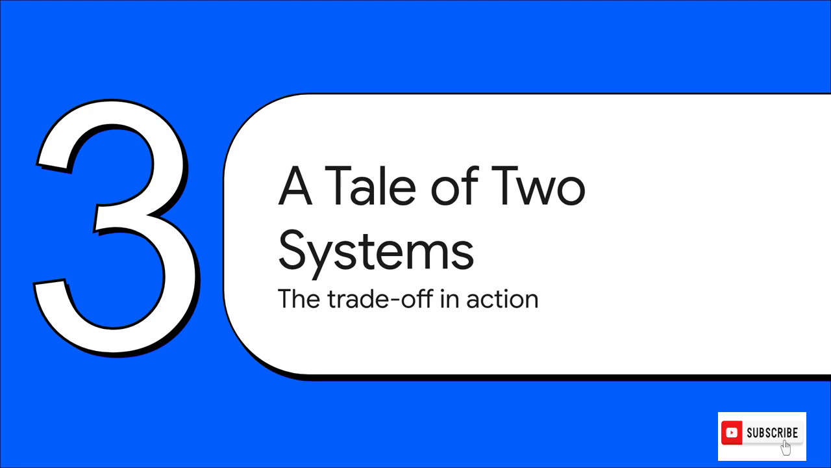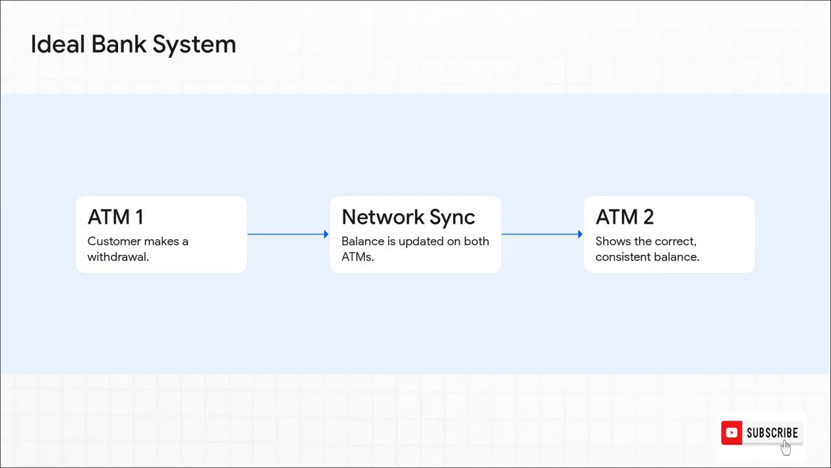And we'll start with something we all understand: a bank. So, in a perfect world, a bank's system is just a beautiful model of consistency. A customer walks up, withdraws some cash from one ATM, and boom, the balance is updated everywhere instantly. Another ATM 100 miles away shows that new correct balance. Everything is perfectly in sync.